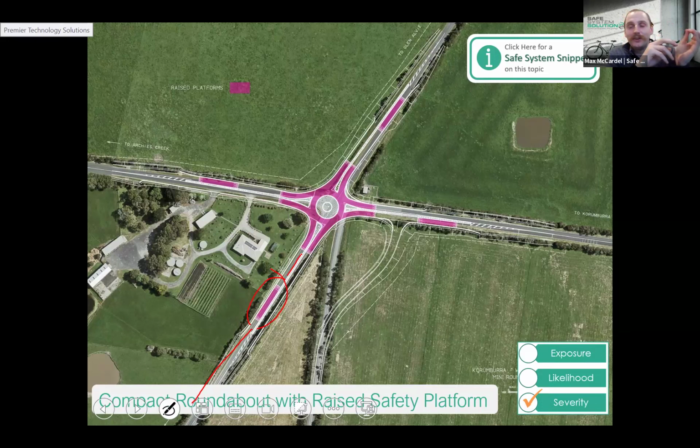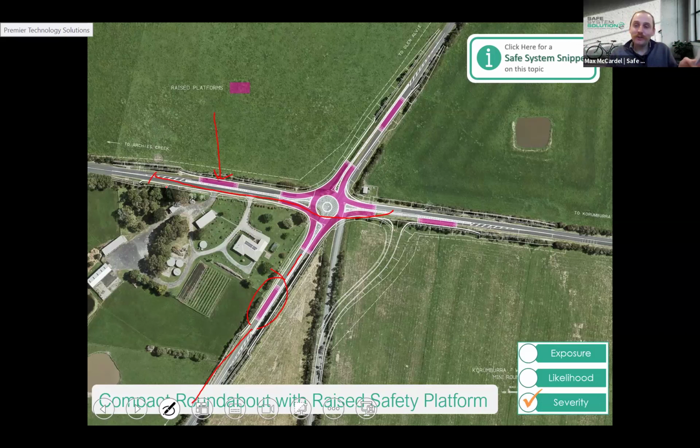So you kind of got these two different approaches, and you can see that's consistent on all of the legs there. You don't actually need the raised safety platform on the departure side, or at least not the initial one. So as you're exiting the roundabout, you can just continue with your speed there. You don't need to be slowed down again because you're not approaching that conflict point anymore.